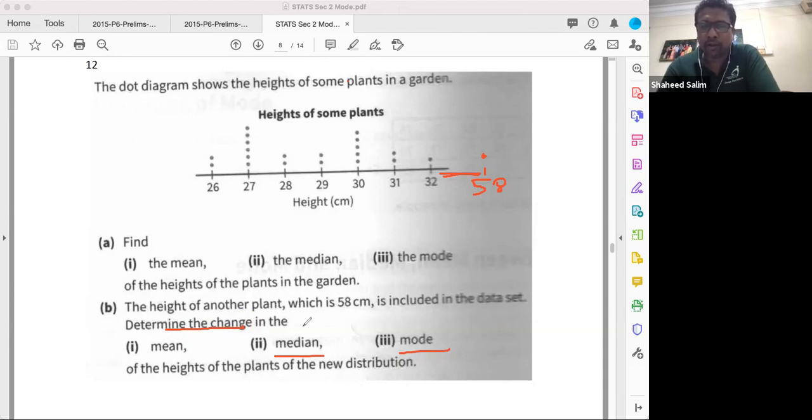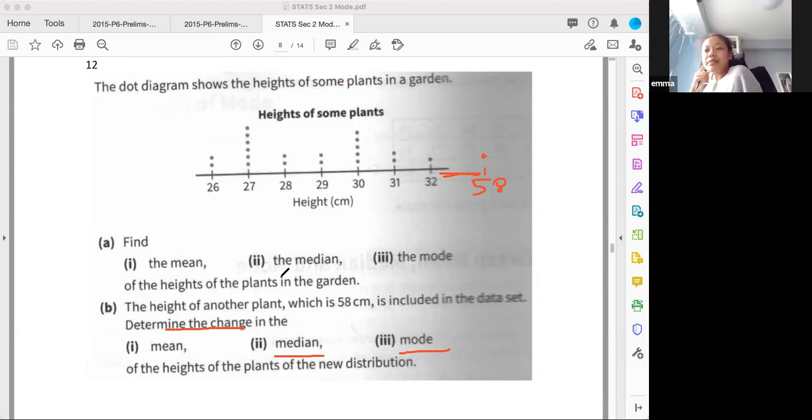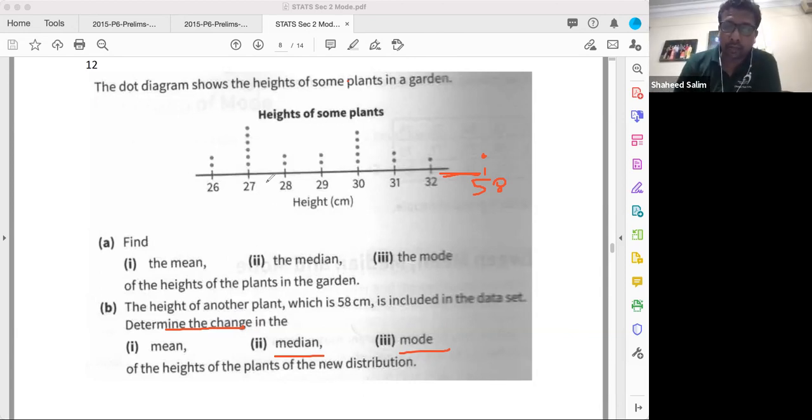Same thing. You must find a new median. Then you minus the old median. Can you find the new median then? And then minus the old median, which will give you the change. Do you find median again? Median, you must know how many plants are there in total. Now, with this 58, this plant is number 21, correct?